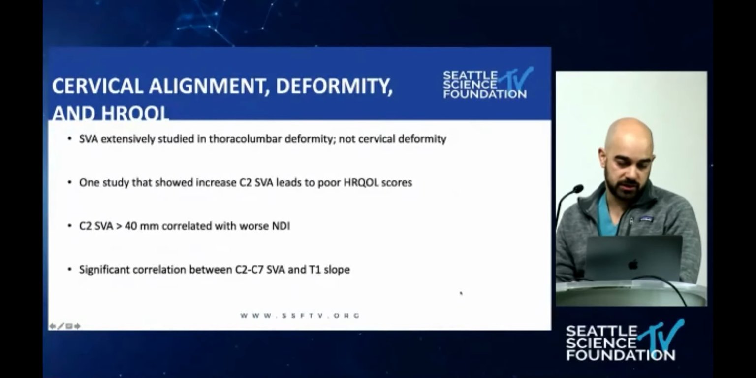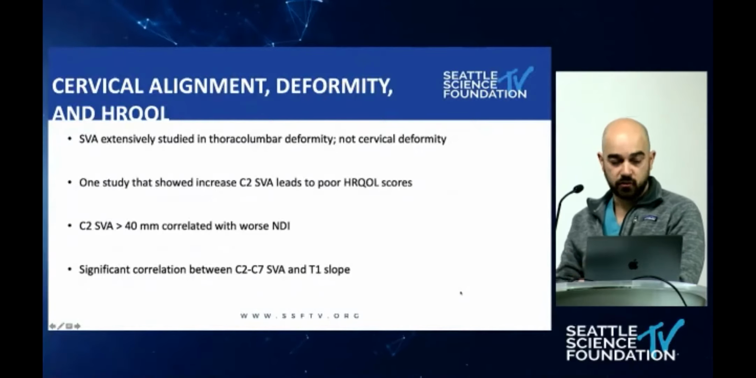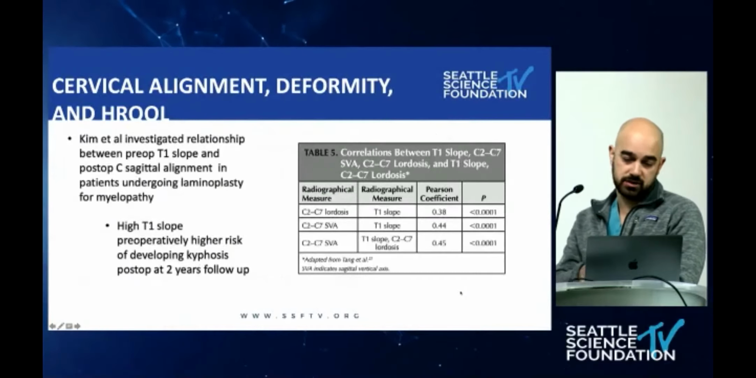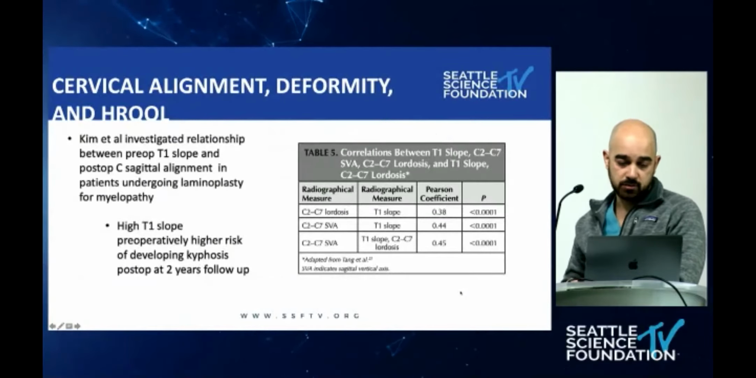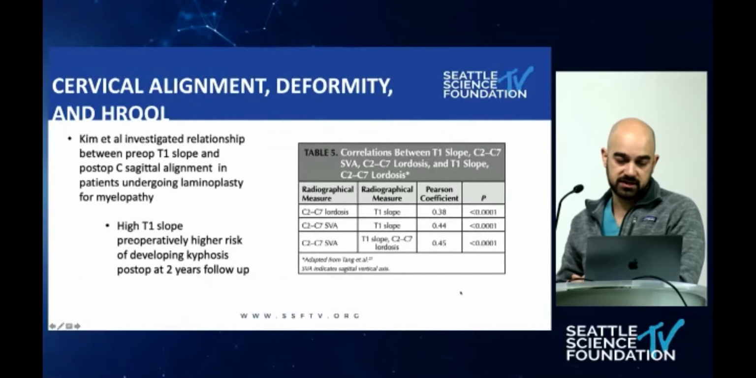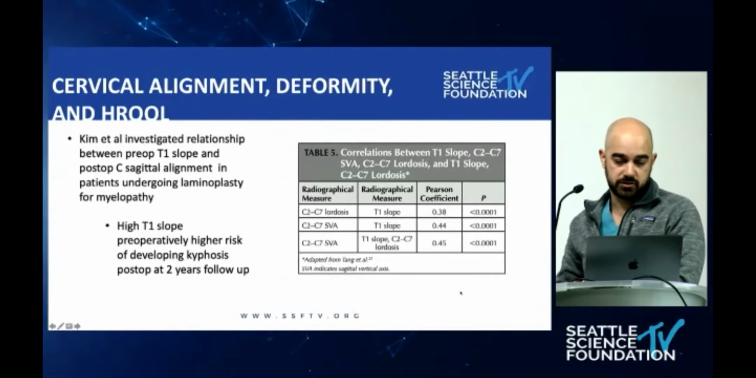One study showed that an increase in C2 SVA leads to poor quality of life measures. C2 SVA more than 40 millimeters correlated with worse NDI, and there was a significant correlation between C2 to C7 SVA and T1 slope, as shown in this table. As your C2 to C7 SVA increases, your T1 slope increases to basically be able to maintain that horizontal gaze, which makes sense. It's very similar to the lumbar spine.